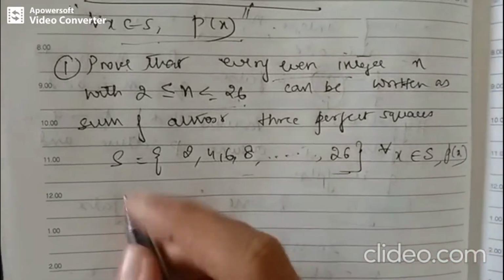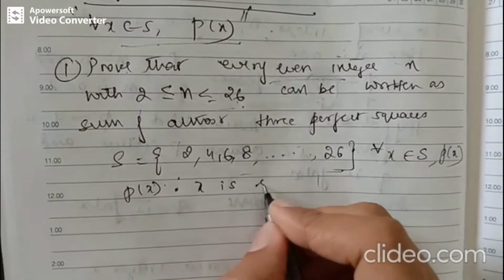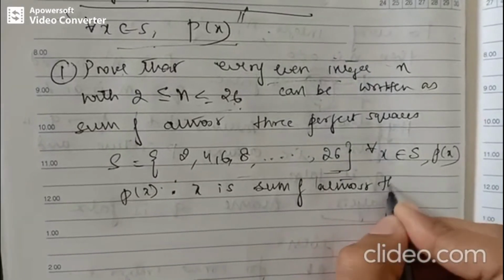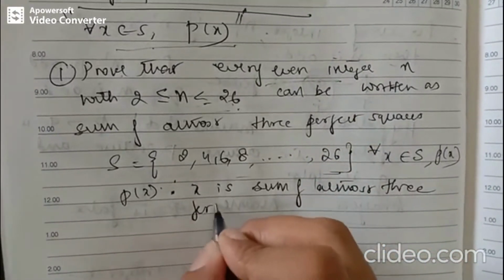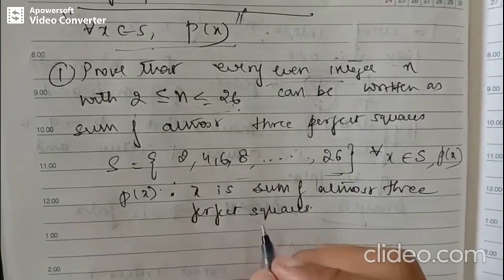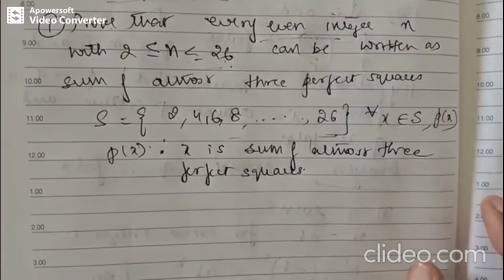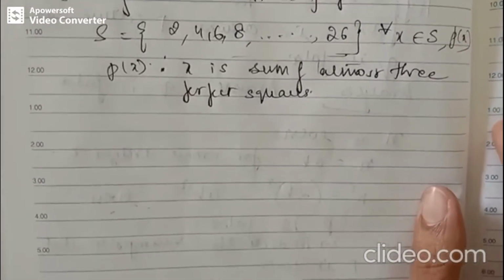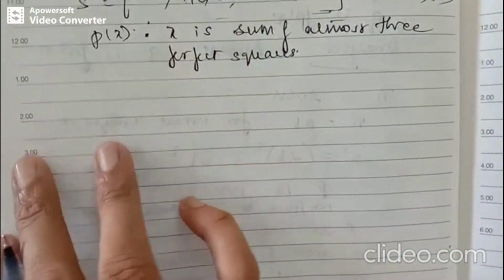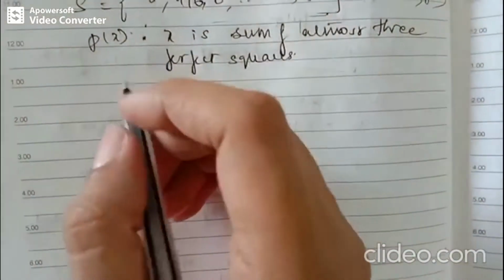So what is our open statement p of x? P of x tells us x is the sum of at most 3 perfect squares. So this is our open statement: x is the sum of at most 3 perfect squares. Let's see how this can be written. We have to solve this by checking each and every element in the universe S. So let's start with 2.